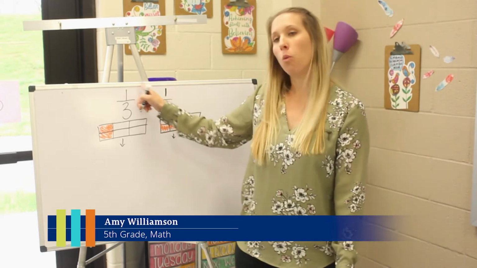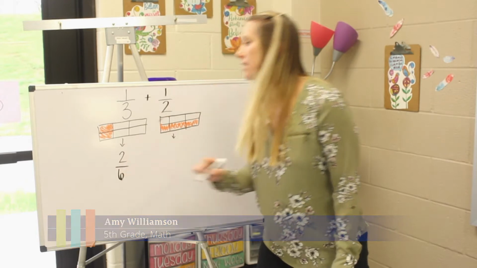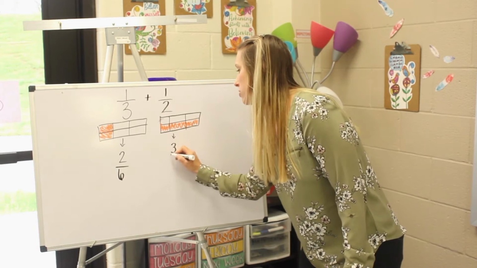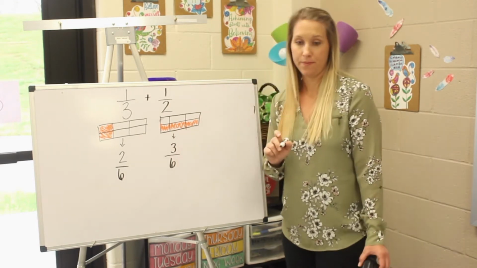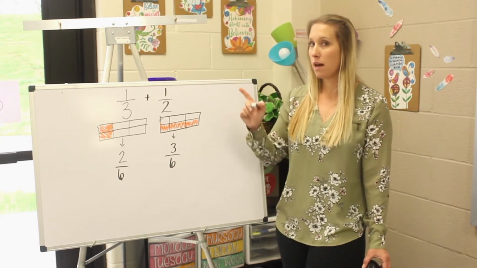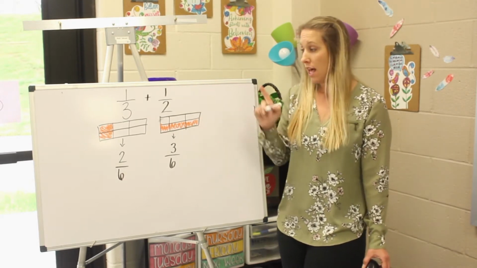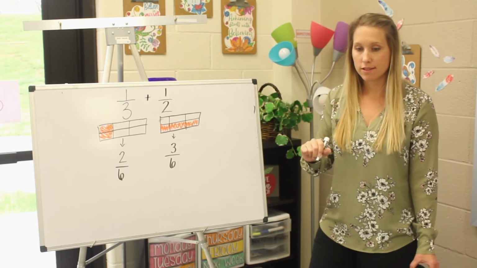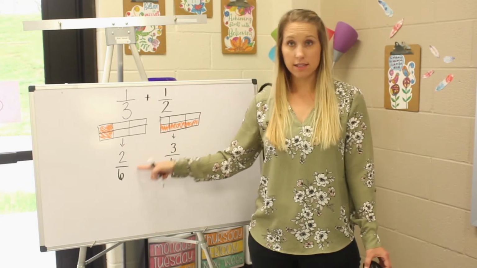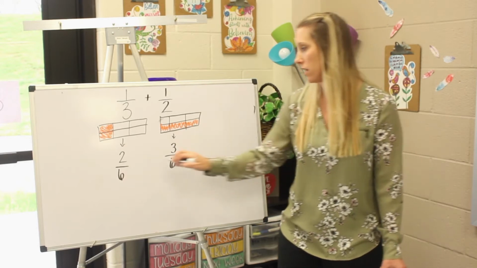Did you get that 1/3 was equivalent to 2/6? Did you get that 1/2 is equivalent to 3/6? So remember, last time we learned that we can use a model to find equivalent fractions. Now, can I add these fractions? Yes, I can, because this is equivalent to this is equivalent to this, but now we have equal size parts.